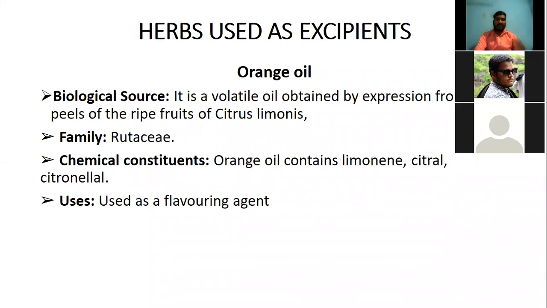Then the last one is orange oil. The biological source is the volatile oil obtained by expression from the fresh peels of the ripe fruits of Citrus limonis, which belongs to family Rutaceae. The chemical constituents present in orange oil are limonene, citral, and citronellol. It acts as a flavoring agent.